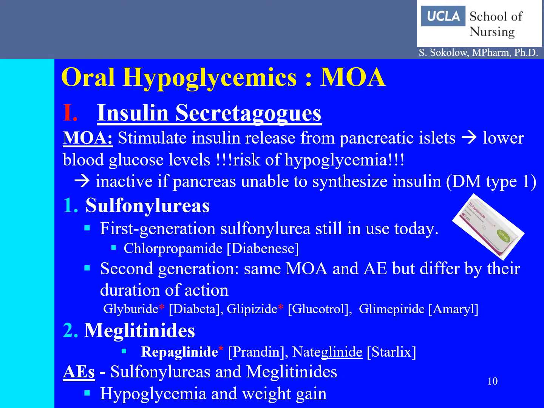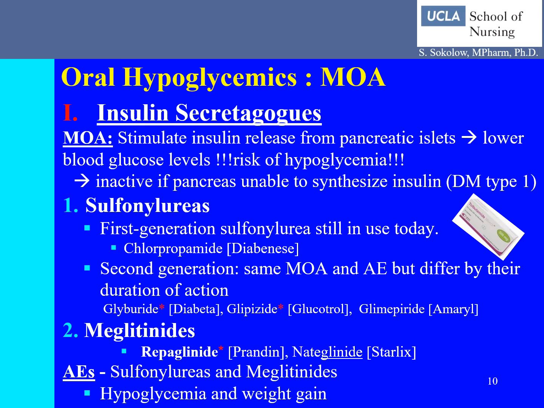Let's talk about the first class of agents, the insulin secretagogues. What is a secretagogue? This is an agent that stimulates the release of insulin from the pancreatic islet, so it promotes the reduction of the blood glucose level. And of course, you have a risk of hypoglycemia because they stimulate the release of insulin. They are inactive if the pancreas is unable to synthesize insulin, so this drug doesn't work. Again, they don't work in type 1 diabetes patients.